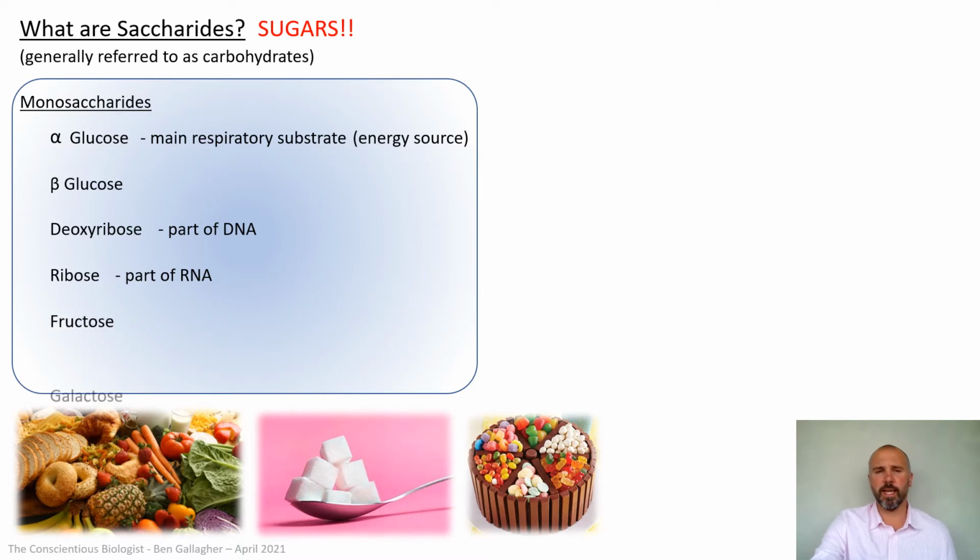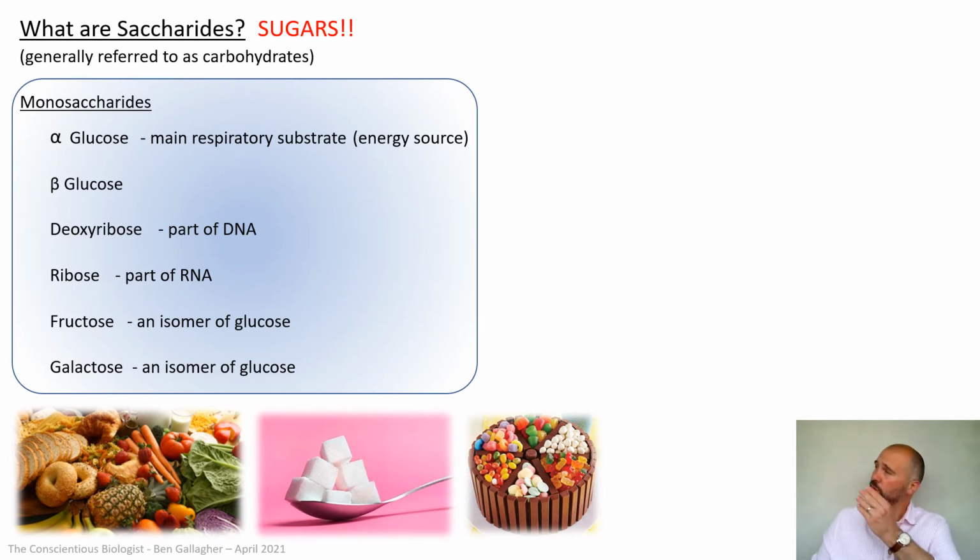Two other ones that are quite key is fructose and galactose. Now, both of these are isomers of glucose. They're both C6H12O6, exactly the same as glucose, just their atoms are arranged in a slightly different way. You can use those two as respiratory substrates, so you can respire those to get the energy out of them, but more commonly, those two get converted into alpha glucose because alpha glucose is a more efficient respiratory substrate. But those are the monosaccharides you need to know. The only one I've left blank is beta glucose because we're going to get to that in the second video.